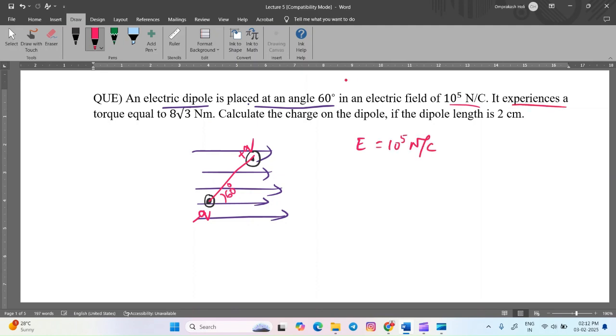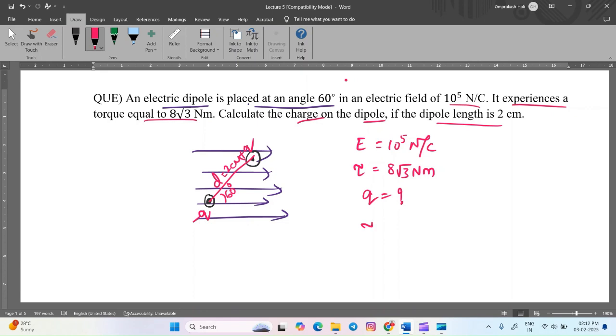It experiences a torque which is equal to 8 Newton meter. Calculate the charge on the dipole if the dipole length is 2 centimeter. So d is equal to 2 centimeter. q is equal to question mark.